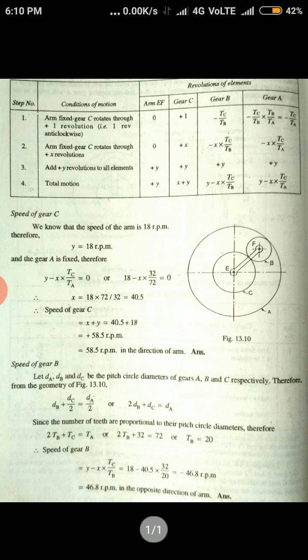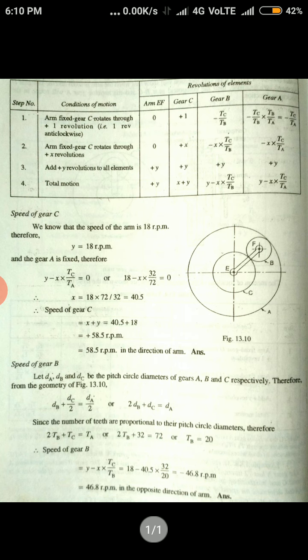Why is it minus? Because B is meshing with A, and A is meshing internally with B. When there is internal meshing, the directions of rotation of the gears are the same. If one is clockwise, the other will also be clockwise; if it is anti-clockwise, the internal gear A also rotates anti-clockwise. Since B is rotating clockwise, gear A also rotates clockwise. Hence it is a negative sign, that is minus TC by TA.